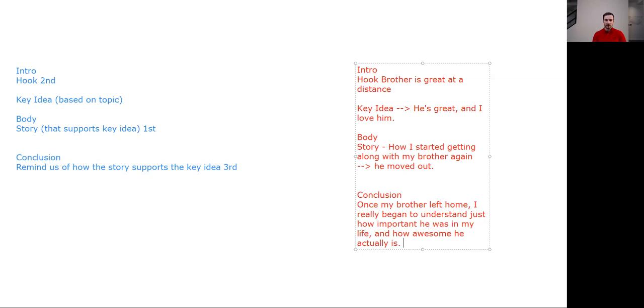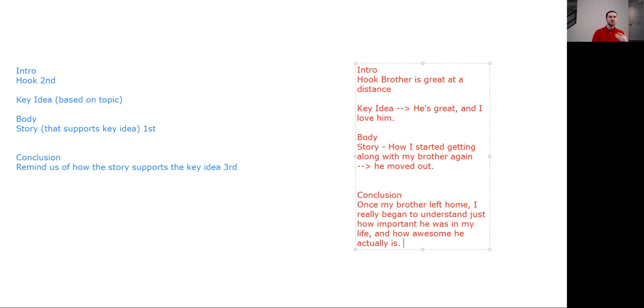If I make this speech, I stand up and I say, you know, my brother, I love him, but he's great at a distance. We need some space between the two of us to really bond. And he's great, I love him, but we need some distance. And I'm going to tell you how I discovered this. So back in high school, we hated each other. We despised each other. We fought constantly, be it with fists, with words. We fought all the time. And this is because we were under the same roof.